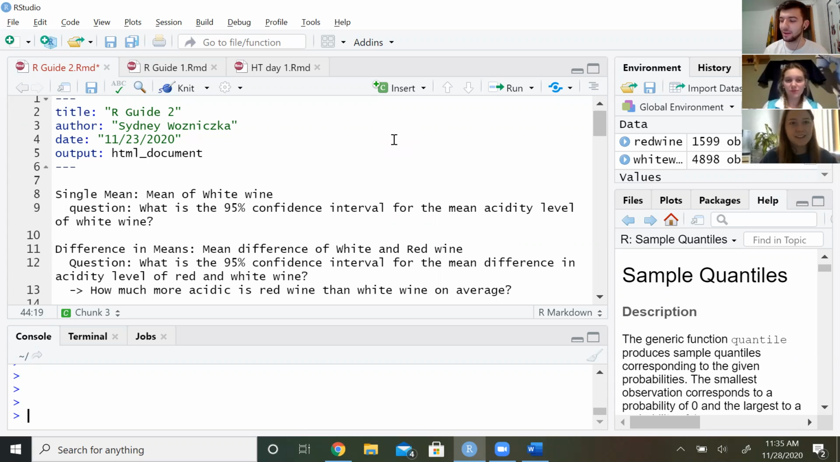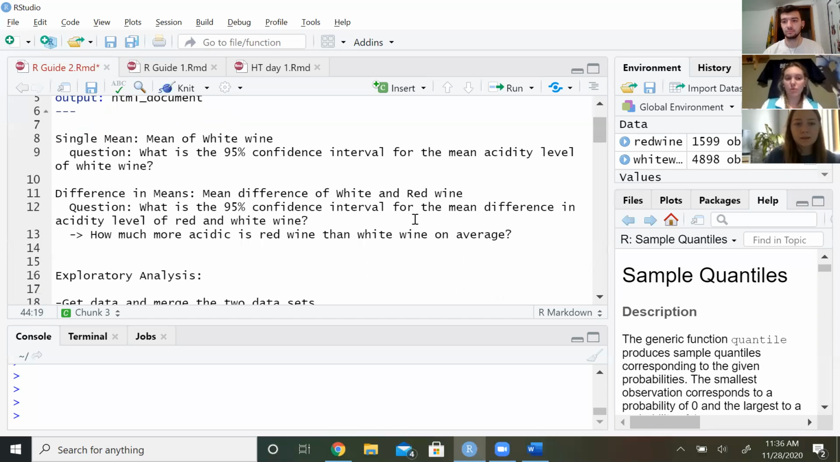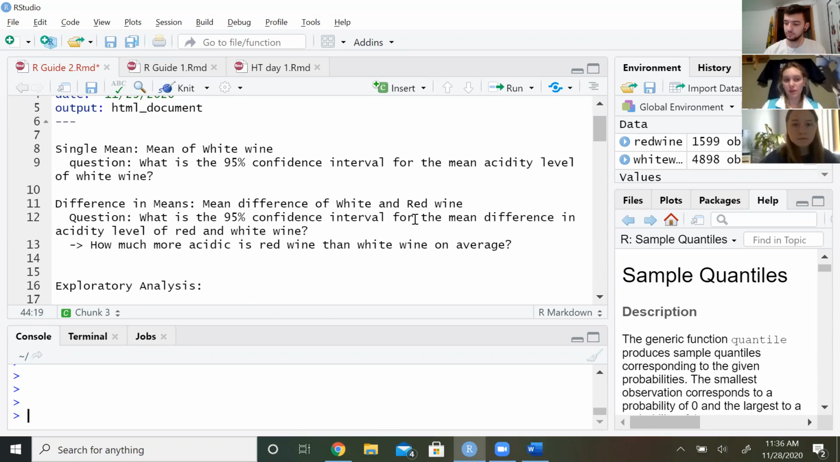Today we're going to be demonstrating how to make bootstrap confidence intervals in R for both a single mean and a difference in means. For the single mean, we're going to be using the mean of white wine. And for our question, it's going to be, what is the 95% confidence interval for the mean acidity level of white wine? And for the difference in means, this is going to be the mean difference of white and red wine. And for our question, it's going to be, what is the 95% confidence interval for the mean difference in the acidity levels of red and white wine? Or we can say, how much more acidic is red wine than white wine on average?